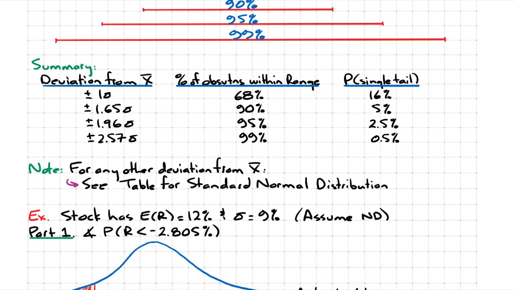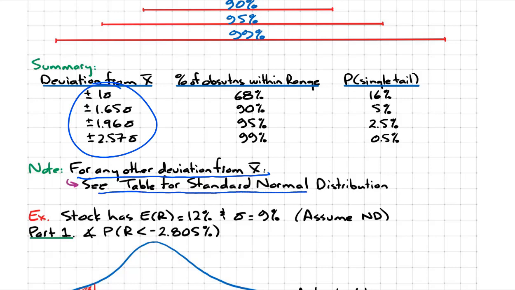Now, for any other deviation from the mean, in other words, if you're looking at a standard deviation that's different from these 4 rules of thumb, then we would have to use the standard normal distribution table. And we will show you that in a later instance. So let's do an example.